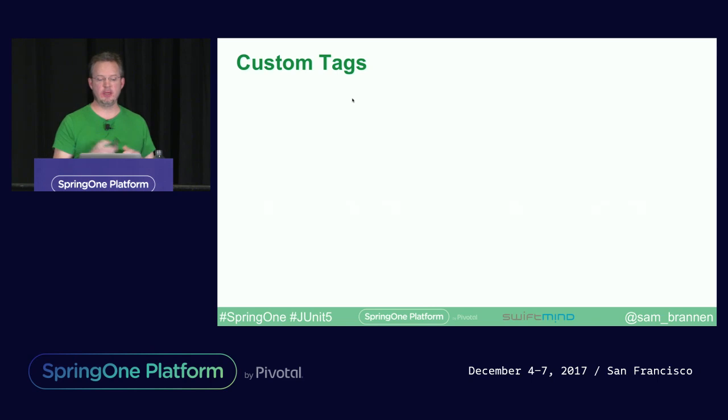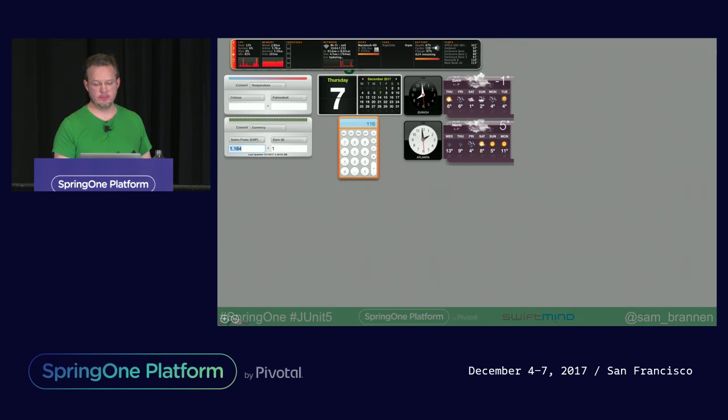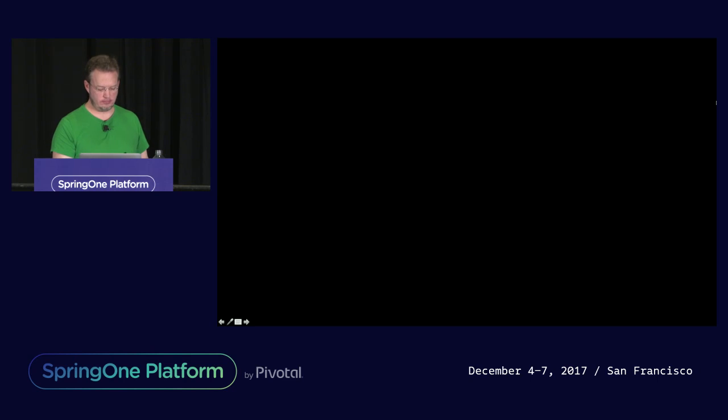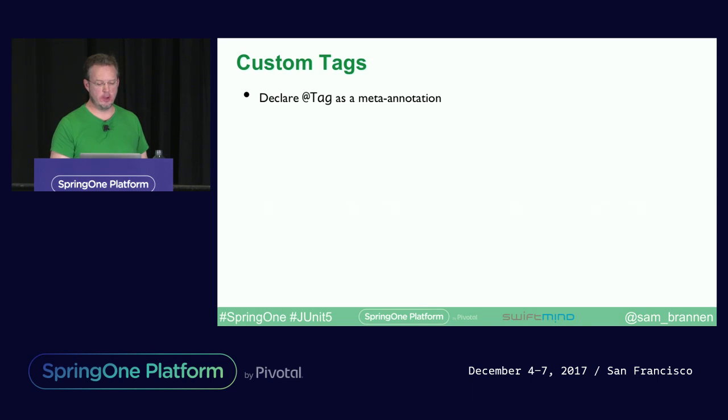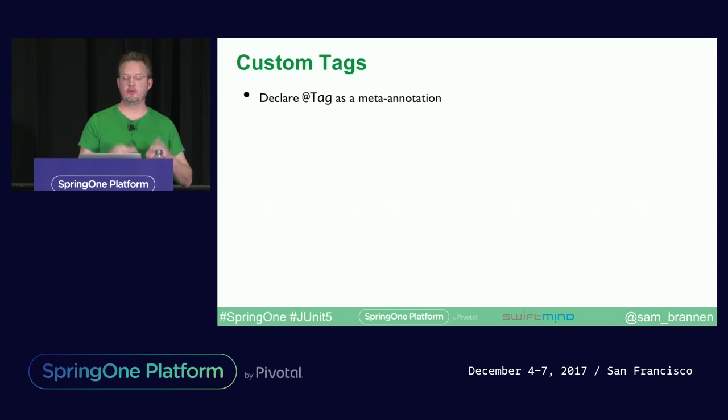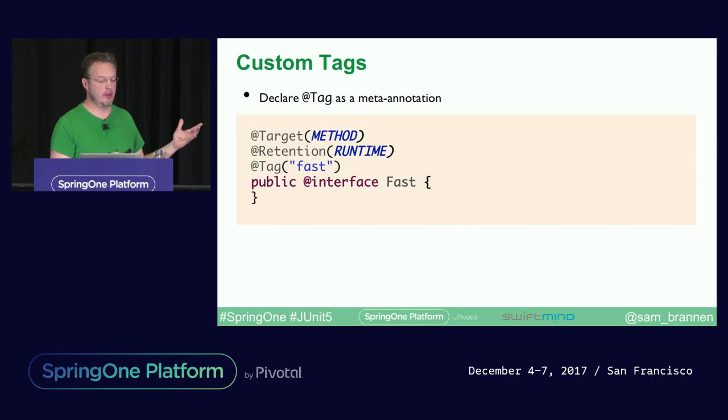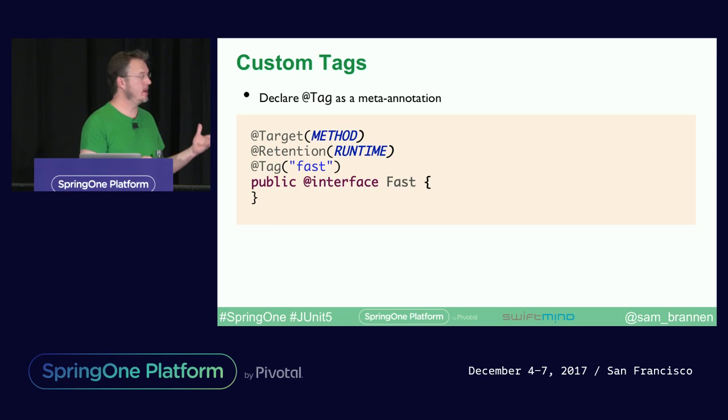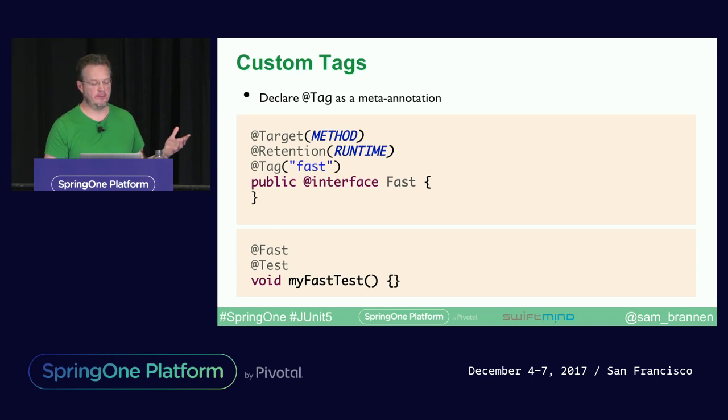So you can also have custom tags, right? I mentioned the support for meta annotations. So if you declare @Tag as a meta annotation, on top of another annotation like this, you could have that target method and say @Tag fast. Then you can use this fast annotation across your code base instead of having to type in fast all the time, or maybe you change the name of the tag, right? So you could say fast test like this, quite convenient.